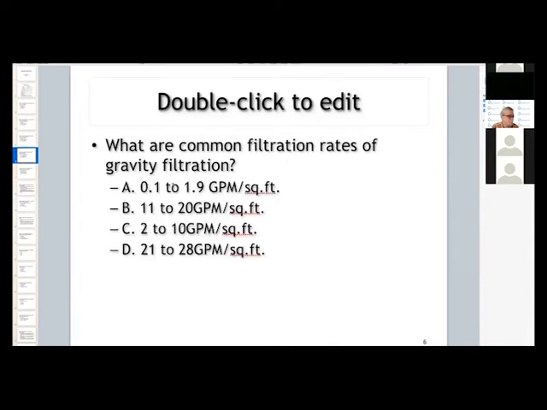What are common filtration rates of gravity filtration? Gravity filtration is the typical type of filter that you'll see at a water treatment plant. It usually has 12 inches of sand on the bottom, 24 to 48 inches of anthracite or granular activated carbon, GAC. And just from experience, C is going to be your answer, 2 to 10 gallons per minute per square foot. That's typically what you see on a gravity filter.